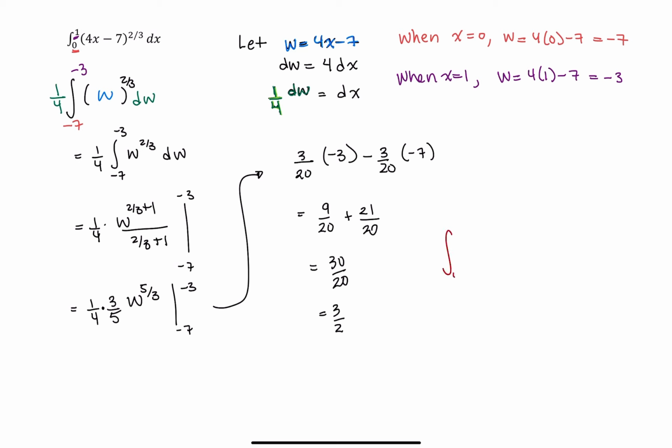Okay, so what we have figured out is the definite integral of 4x minus 7 to the 2/3 power from 0 to 1, dx, is equal to 3/2, or 1.5. That is the area under this curve here. Above the x-axis and below this curve, between 0 and 1, is 1.5 or 3/2.